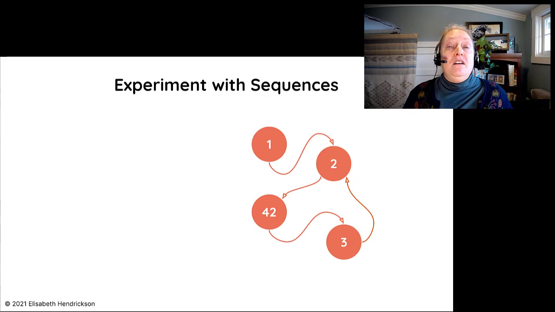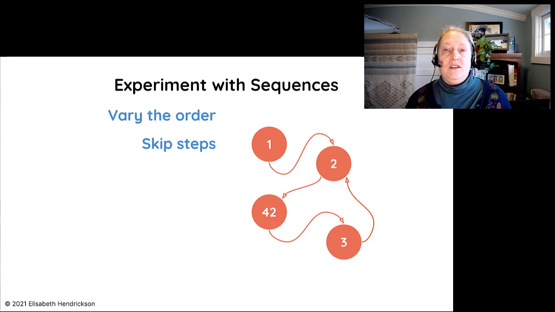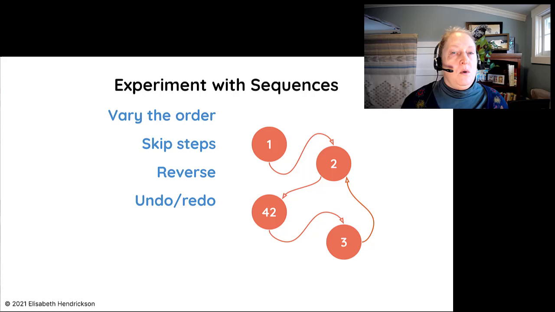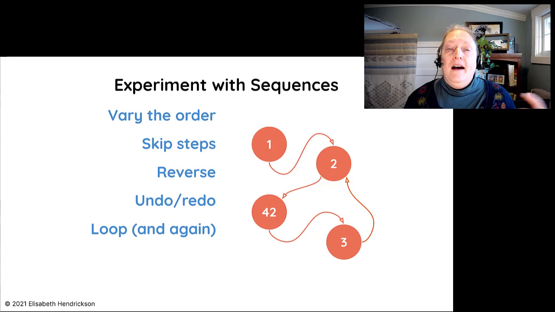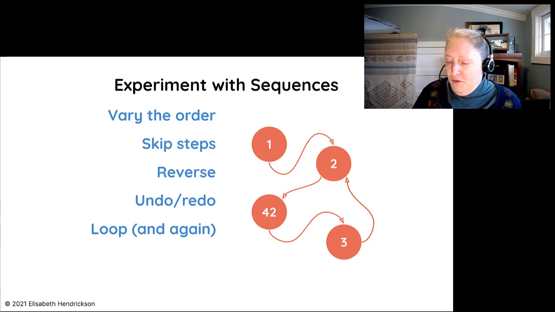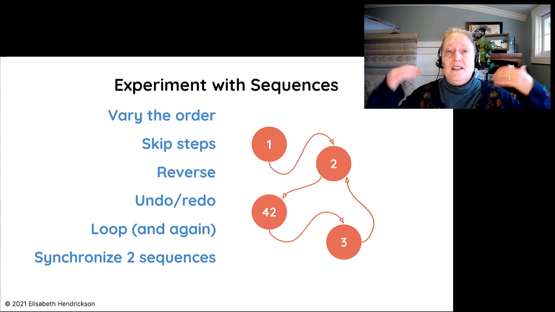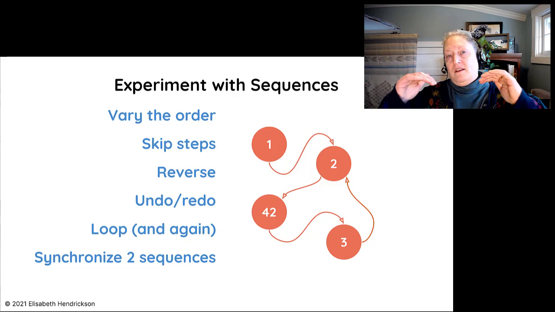Okay, so what's another technique? How about sequences and experimenting with sequences? You can vary the order in which things are done. You can skip steps or reverse steps or do undo, redo, and loop again and again. I can't tell you how many bugs I have found by just looping the same thing over and over again. Turns out sometimes there's some variable that is affected by repeating a loop over and over again. Or say synchronizing two different sequences, so they're trying to do the same thing at exactly the same time. You may discover that there is some form of resource conflict in that circumstance.